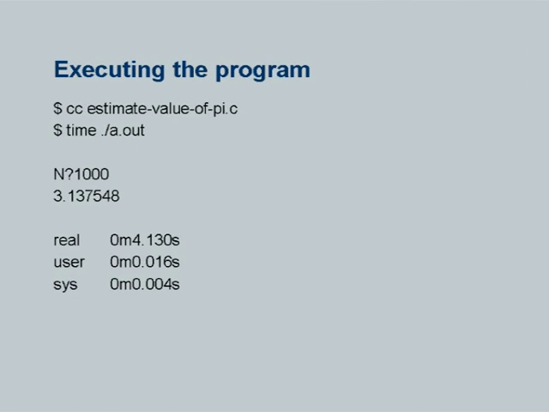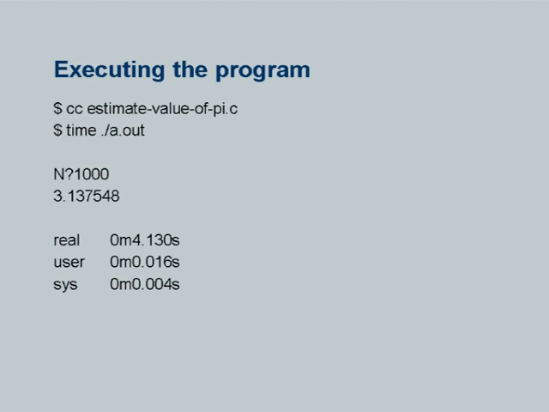So here is the compilation. I use the cc compiler. I could also use gcc. estimate value of pi dot c is the program. After it is compiled, I execute it using ./a.out, but I use the time command. It asks me for a value of n. I give a value of 1000. This value is used by the program to determine the value of pi, which happens to be 3.137548 on the particular computer on which I executed this program.